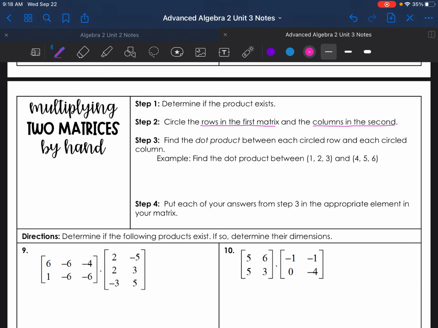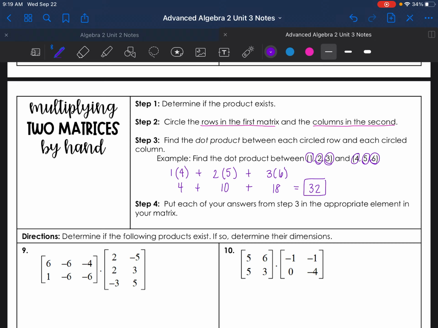All right, so the dot product, if I have 1, 2, 3, and 4, 5, 6, to find the dot product, we're going to take 1 times 4 plus 2 times 5 plus 3 times 6. So you're going to multiply the first numbers, multiply the second, multiply the third, and so on, and then you add all that together. So 4 plus 10 plus 18 is 32. So the dot product between those two things is 32.